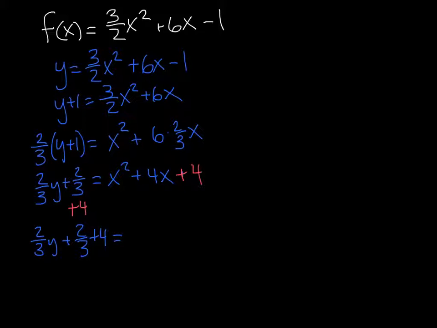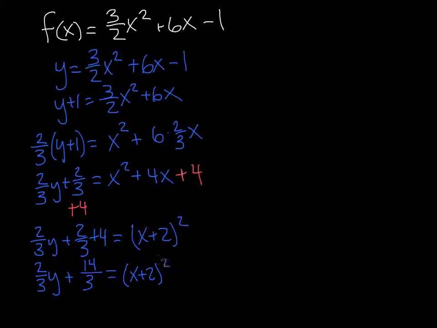So I can factor this into x plus 2 quantity squared. I added that 4 by design so I could get down to this. So you should always get a perfect square. Let's simplify the left side. We're almost done. 2/3 y plus, I'm going to turn 4 into 12/3, so that's going to give me 14/3. That's going to be x plus 2 squared.